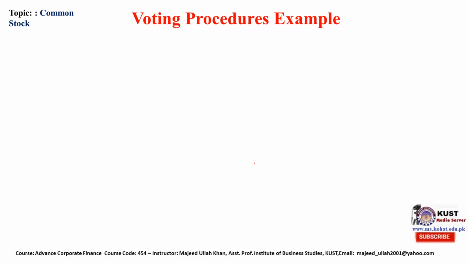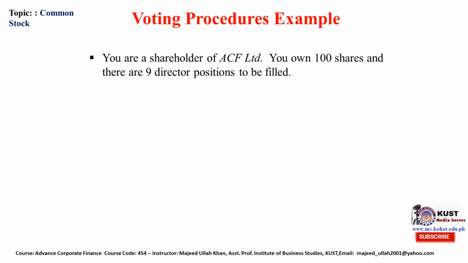Voting procedure examples. Let's suppose, first we will quote an example, then we will discuss it. You are a shareholder of ACF Limited. You own 100 shares out of 100,000, 1 lakh shares, as we discussed in this example earlier. And there are 9 director positions to be filled.